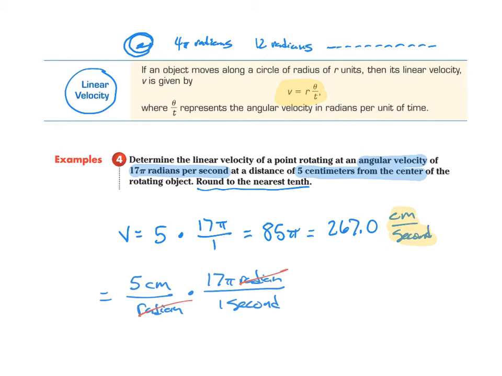And then you end up with just what we calculated before, which is 267.0 when you round it off. Centimeters on top here and seconds on the bottom here. And a lot of times we just write that as cm over s. 267.0 centimeters per second.